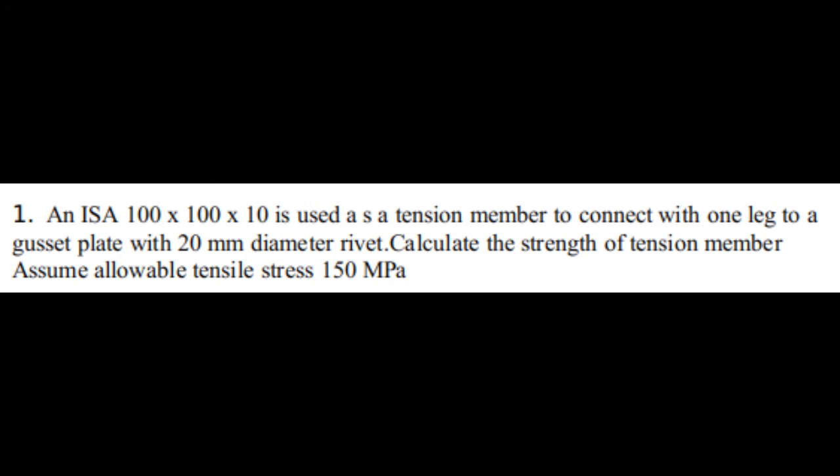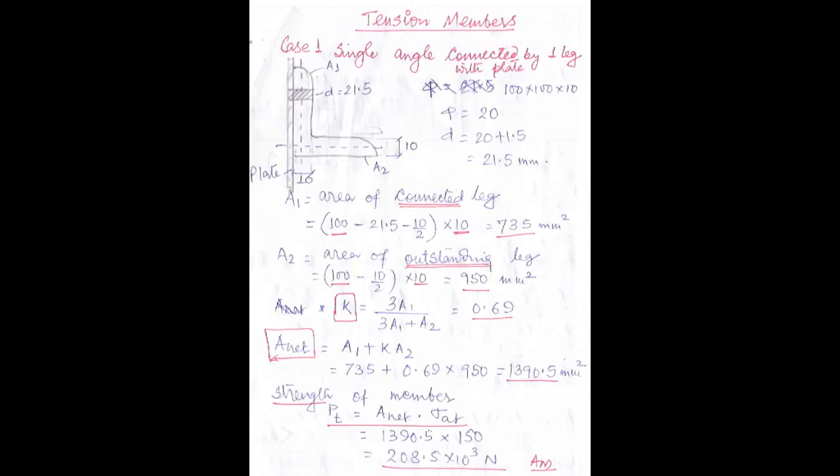An ISA 100 by 100 by 10 is used as a tension member to connect with one leg to a gusset plate with 20 millimeter diameter rivet. Calculate the strength of the tension member, assuming the allowable tensile stress is 150 MPa. Let us see how to solve it.